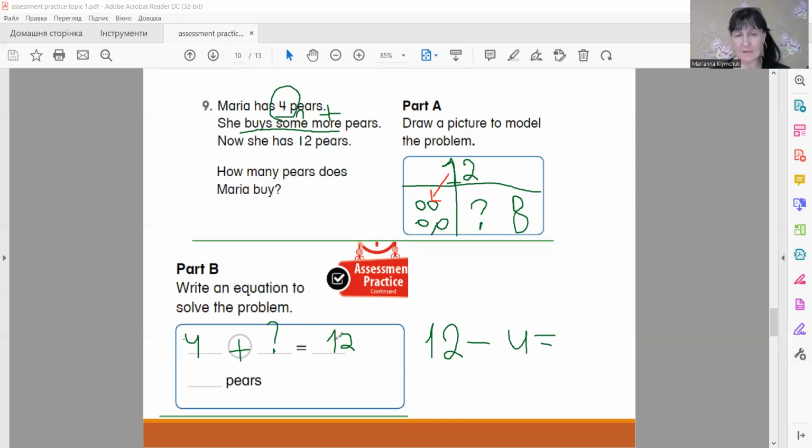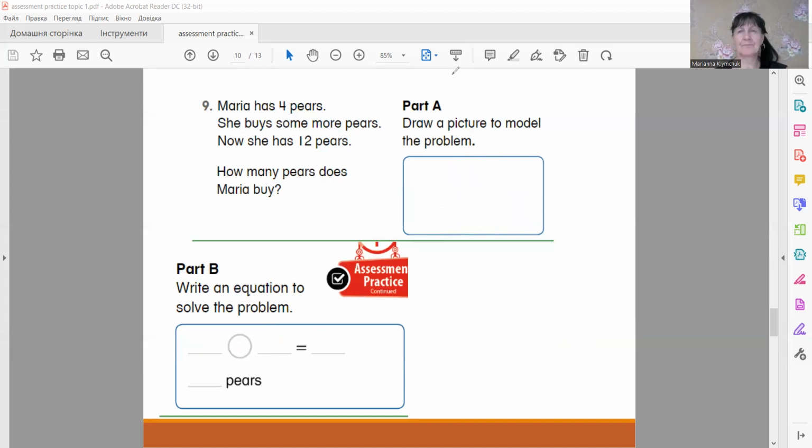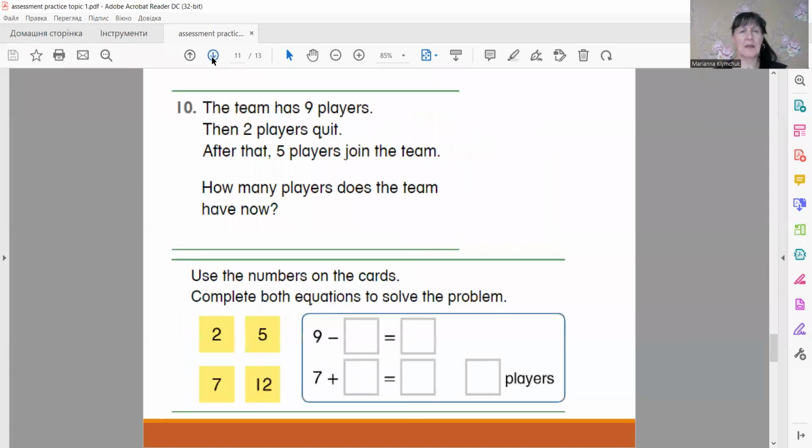Together now she has 12. And then you solve as you like. Use your fingers, count what is the missing number, or write equation 12 minus 4 equals 8. Don't forget to write the answer. Okay, that's it. Okay, next task, number 10.